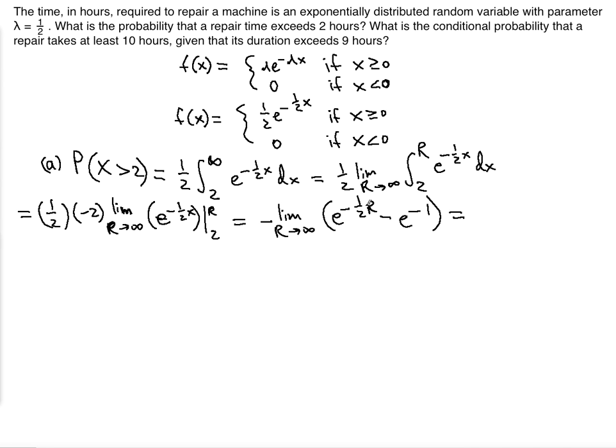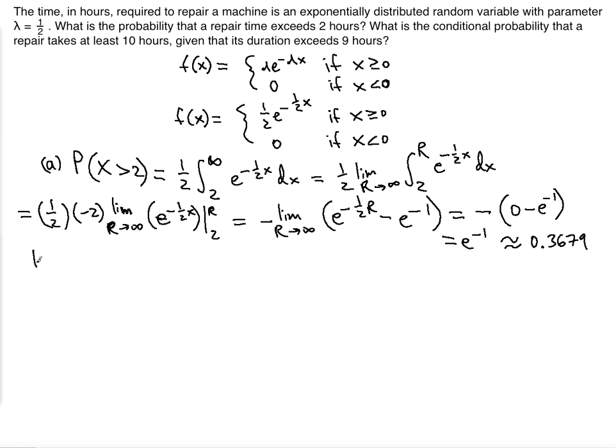As you can see, if you plug in infinity, you get negative infinity in the exponent, so e to the negative infinity is 0. So you will get 0 minus e to the negative 1, with the signs giving e to the negative 1. If you do this in your calculator, rounding to the nearest ten-thousandth, you will get 0.3679. So that's the probability.